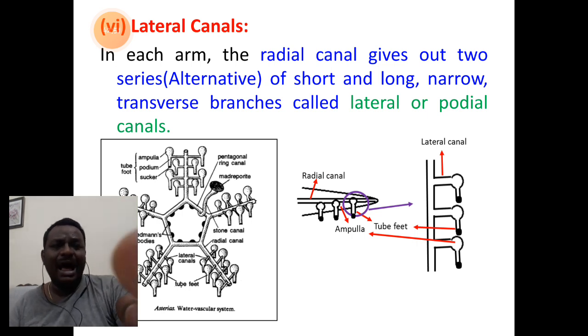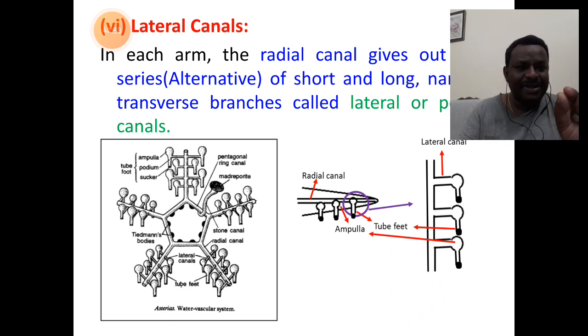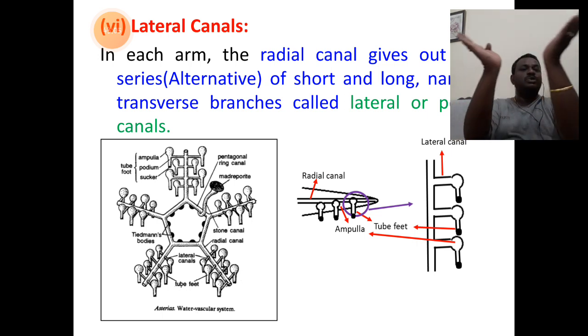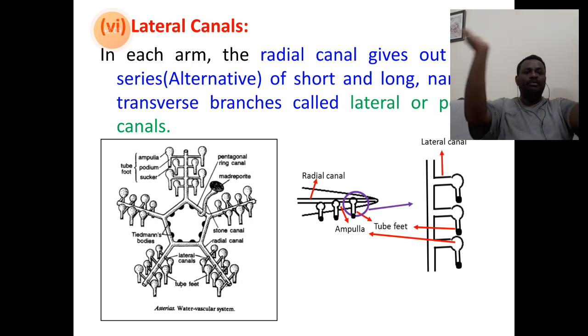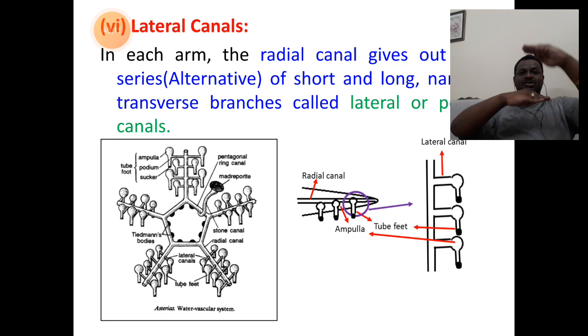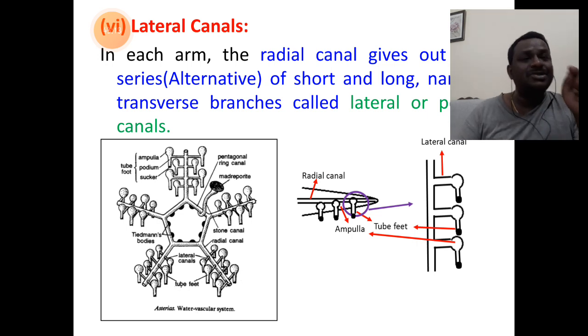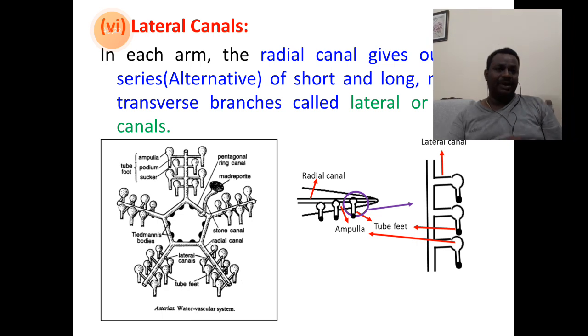So when we keenly observe the diagram here towards the left side, the radial canal first shows a smaller sized branch, then next immediate branch will be large, then alternative branch will be small, then again it will be large. So small and large, small and long type of branches are shown by the radial canal. Each of these branches we call lateral canal or podial canal.